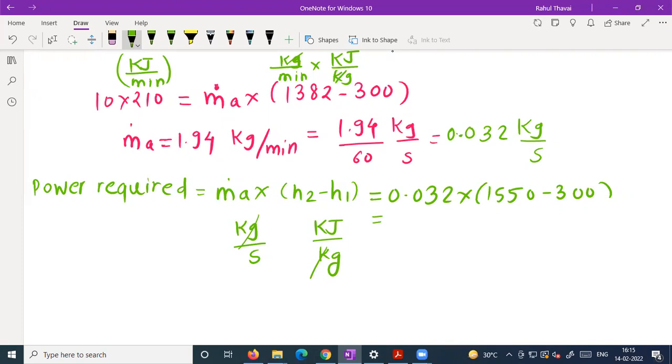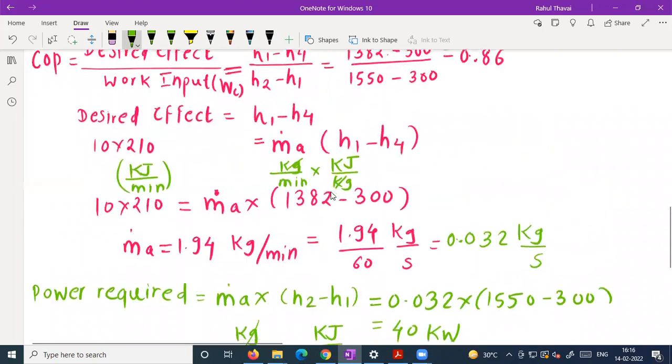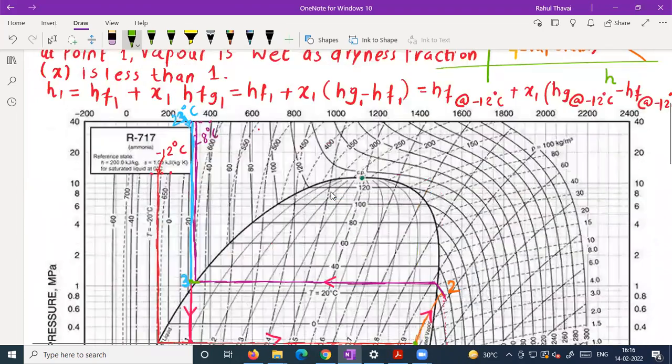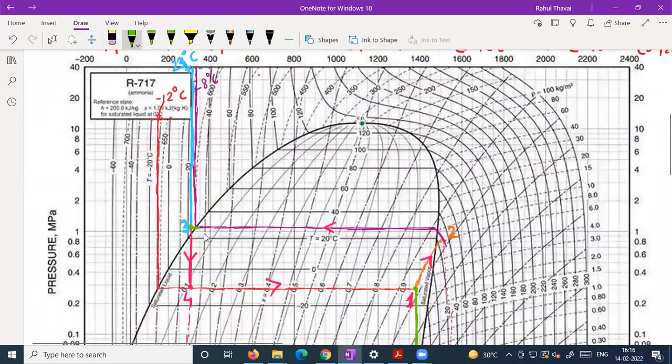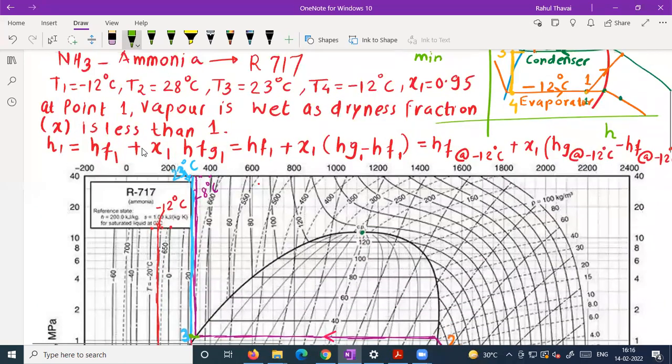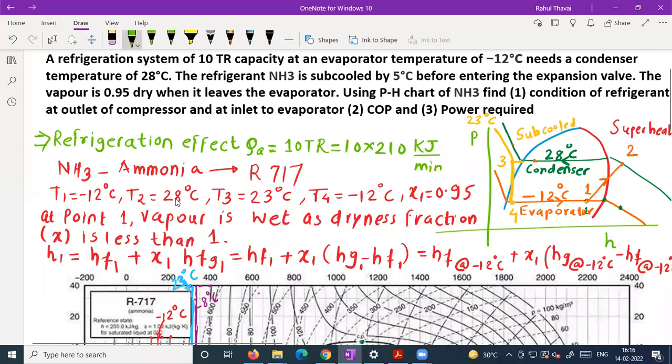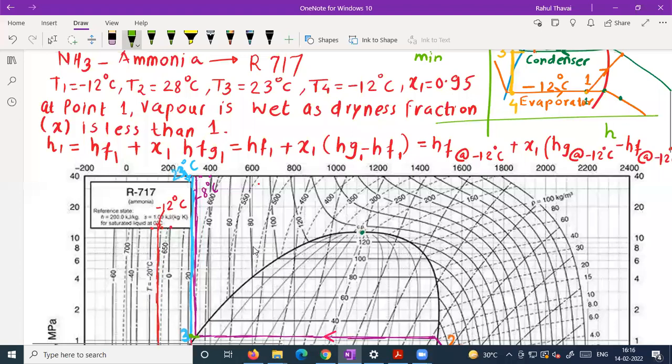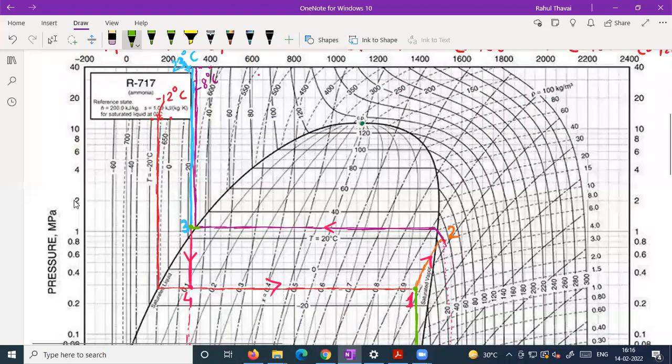40 kilowatt. Is that okay, all of you? Are you able to understand the numerical? The entire numerical we have solved on the pH diagram only. Most of the time is required to understand the given data and to plot the process on a pH diagram. Without the pH diagram, the problem will not be solved.